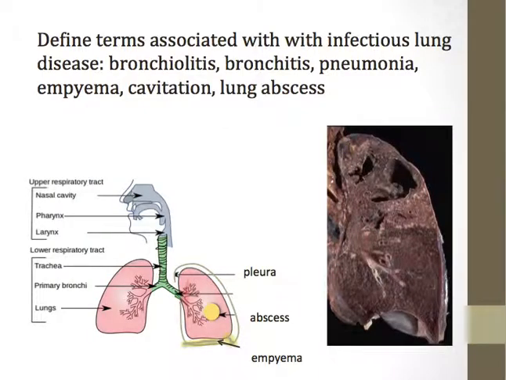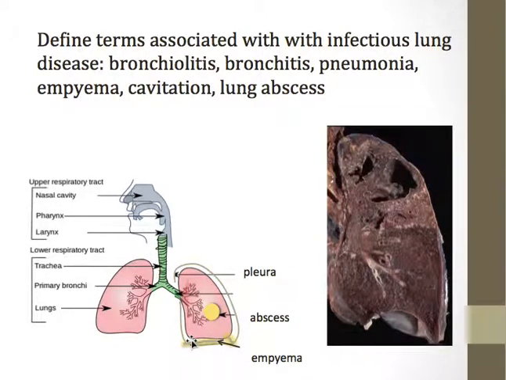Our first outcome is to define terms associated with infectious lung disease. And as always, we need to think anatomically. Here's a diagram of the respiratory tract. In the upper respiratory tract, we can have rhinitis, pharyngitis, laryngitis, and then coming down into the lower respiratory tract, tracheitis, bronchitis, bronchiolitis, and pneumonia, which is inflammation and infection of the lung substance.